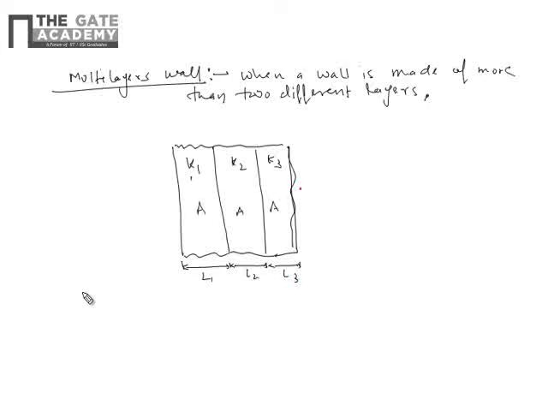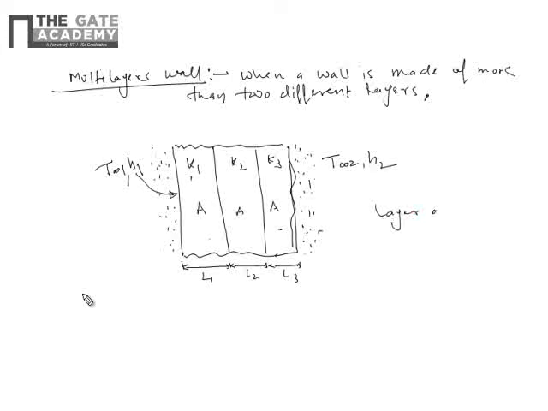And the outer surface of the wall on the left hand side is doing some convection with the surrounding, and the fluid temperature is T1 and the corresponding convective heat transfer coefficient is H1. Similarly, on the right hand side, the fluid temperature is T2 and the convective heat transfer coefficient is H2. So, in this case, all these layers are in series.